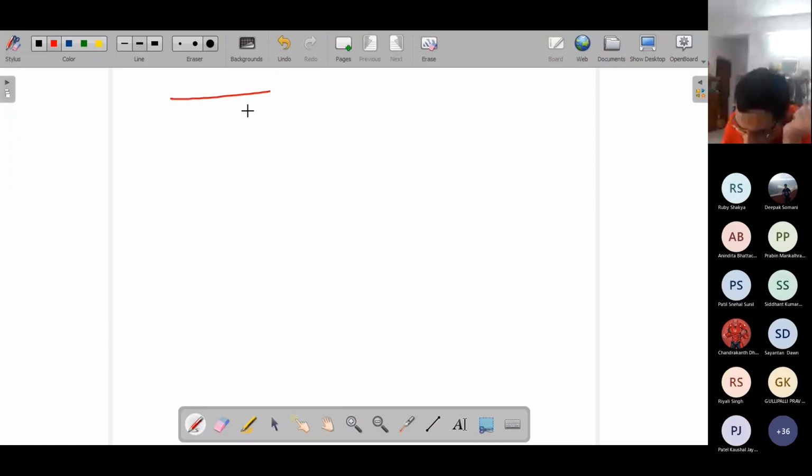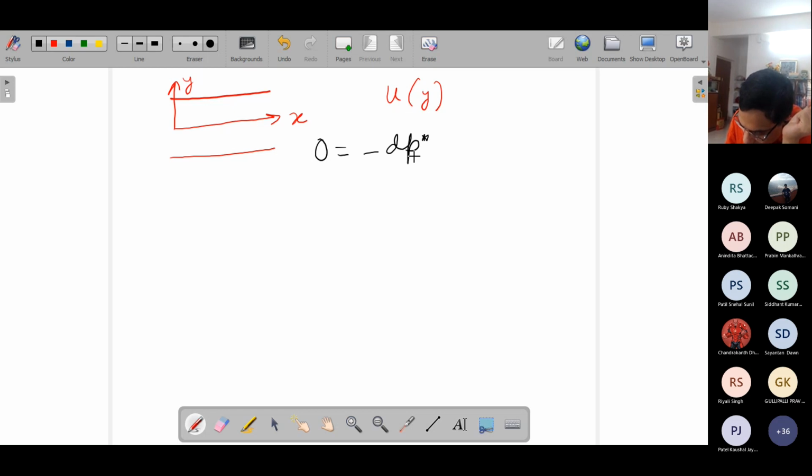If the channel has its axial direction along x and transverse direction along y, and the flow is of course taking place in the xy plane in the fully developed flow, with only the u component, which is a function of y, we arrived at the following final equation, which I will write in a moment. 0 is equal to minus this one.